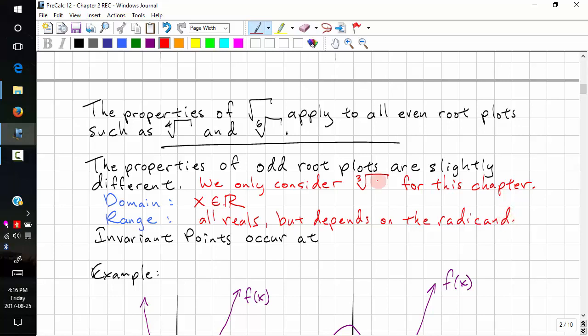That's the function inside the cube root. So the invariant points occur, again, where the two functions meet. And this is actually y equals -1, or y equals 0, or y equals 1. So we're adding another invariant point. And this is because the cube root of -1 is -1.